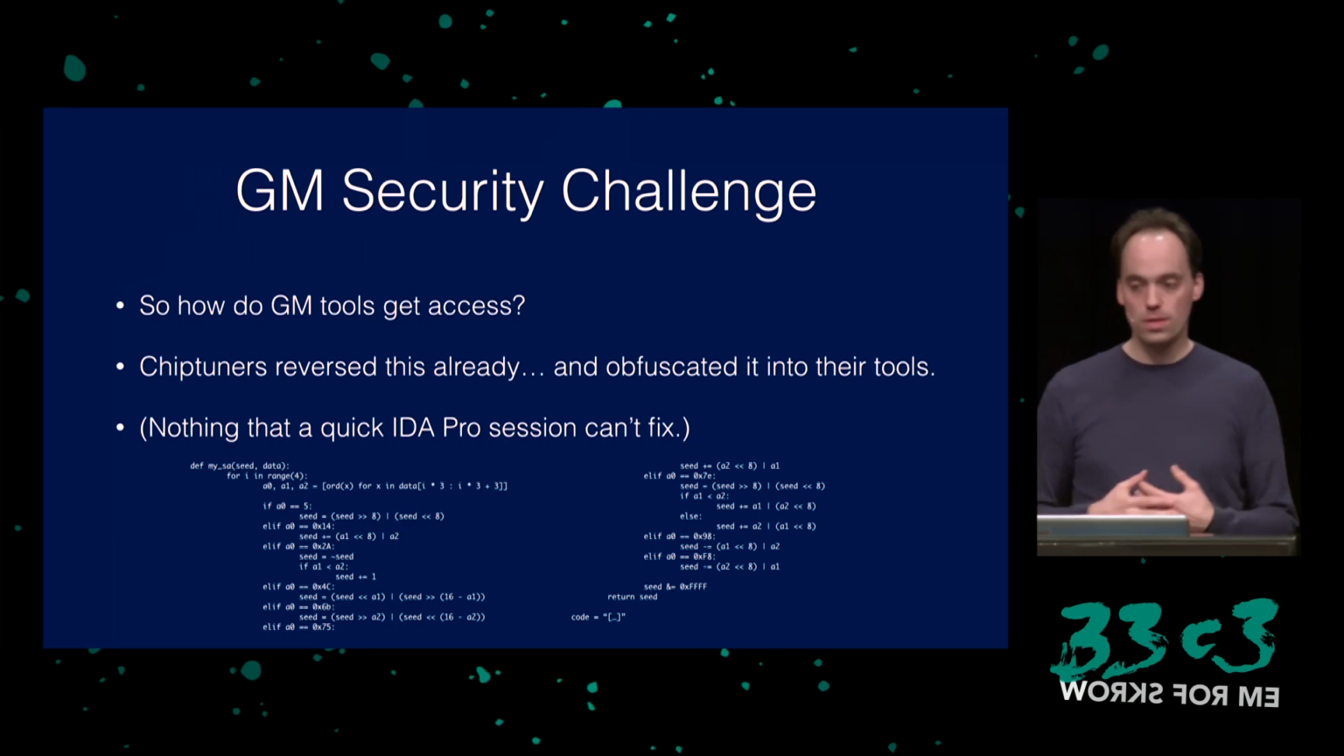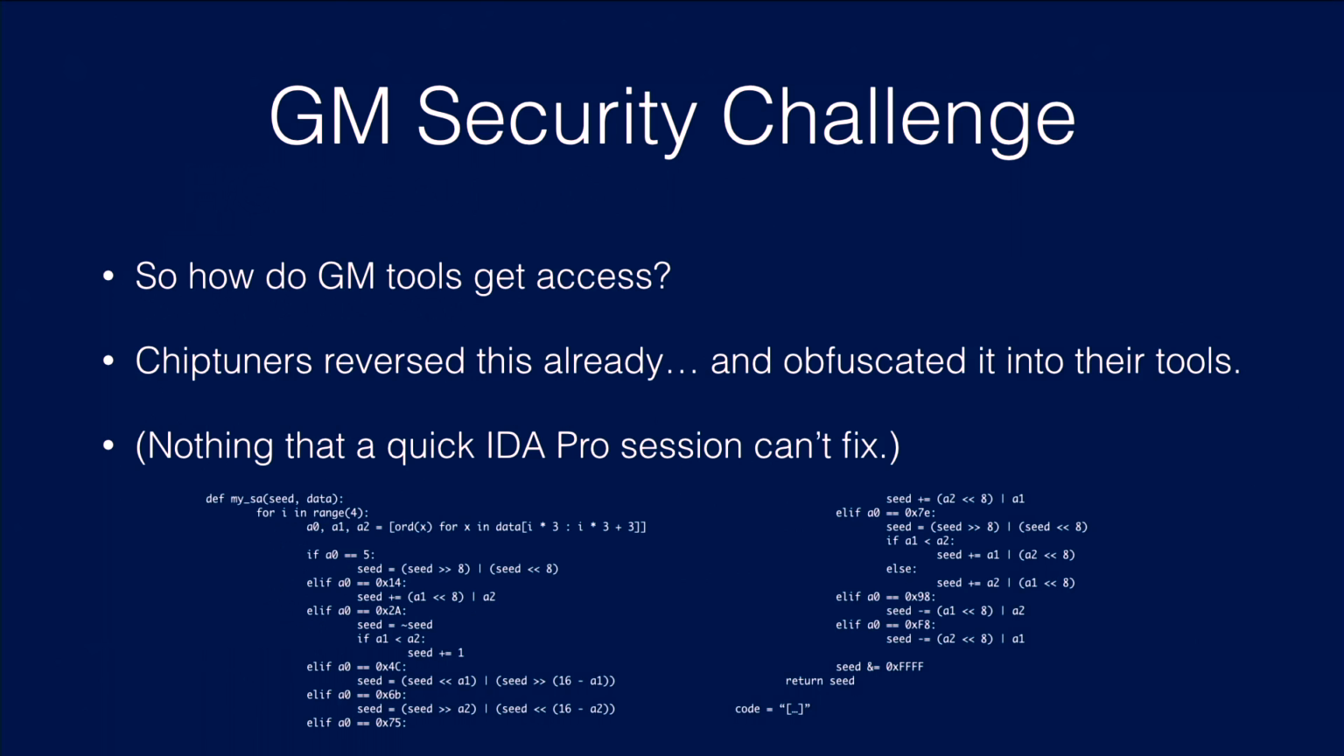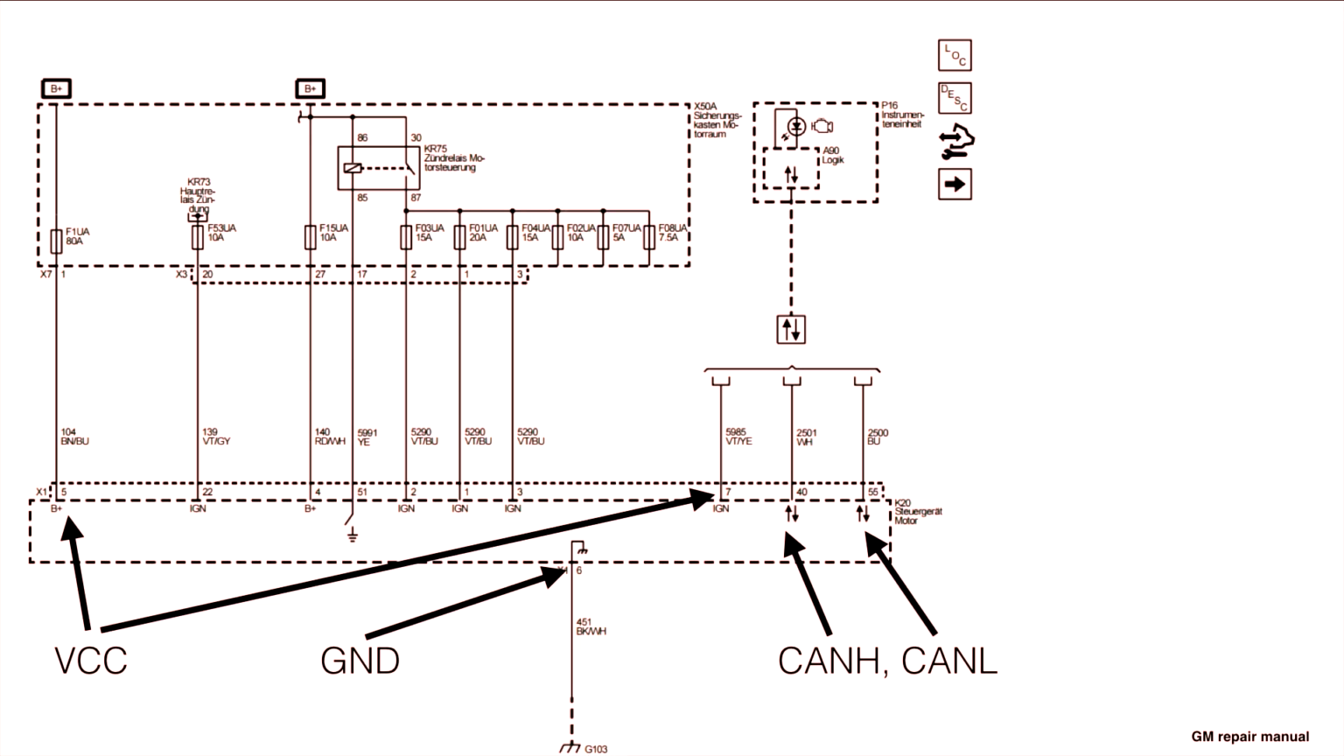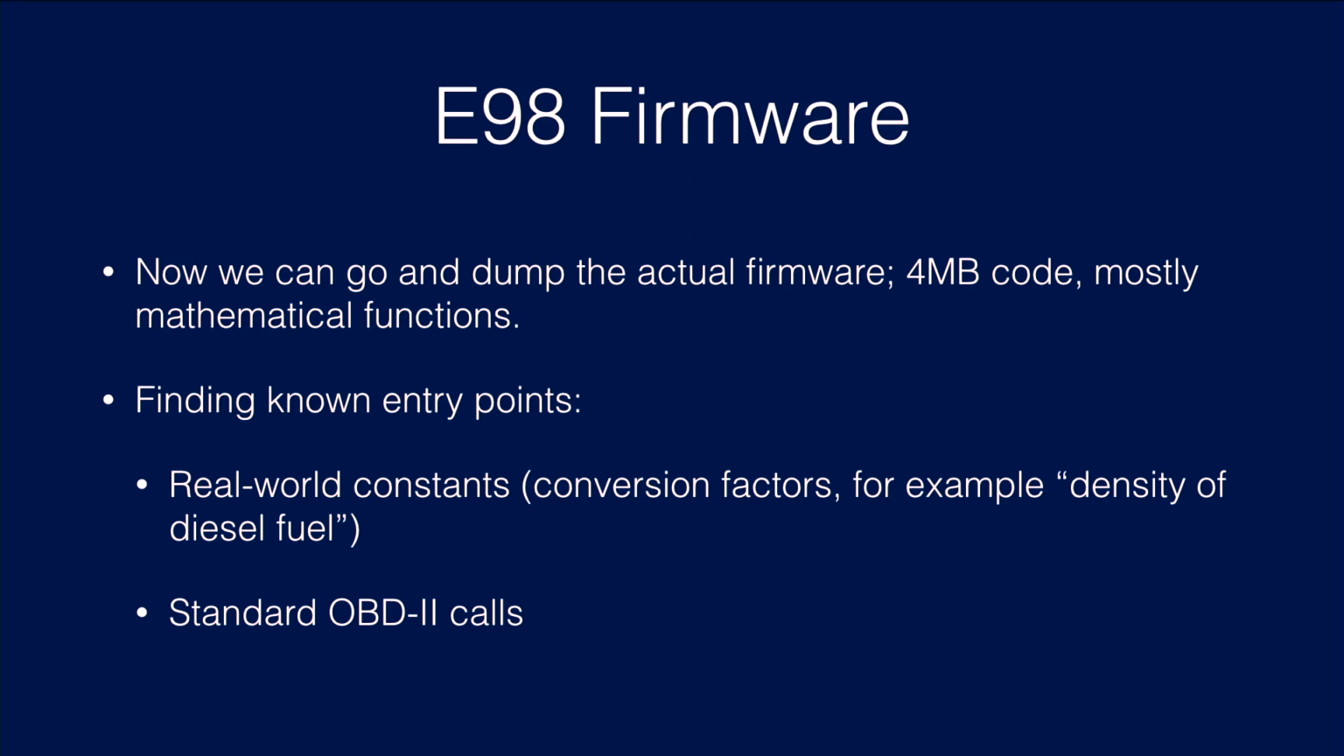The question is, how do the GM tools, the original factory tools, get access to that? Luckily, chip tuners already reversed that and then obfuscated it into their own tools. But that can be deobfuscated. And eventually, it's just a little bit amount of bit shifting. And so that was easy to fix. And also, the GM repair manuals tell you how to wire up the ECU. They tell you where to put 12 volts, the CAN bus again, and ground, and the ignition pin. And with all of that in place, I can do the security challenge.